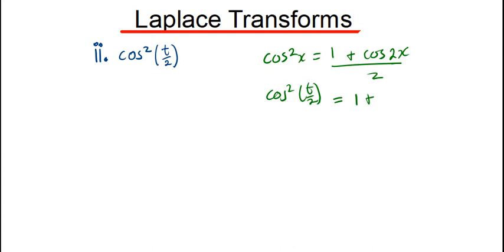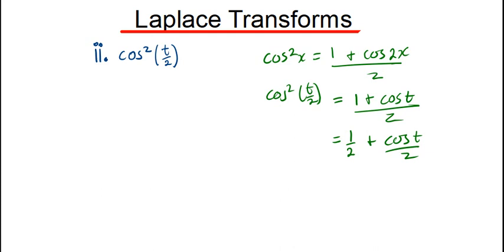So that's going to be equal to 1 plus cos of, because if you had x, you multiply it by 2, you get 2x. So it's just more like the angle, which is t over 2, multiplied by 2, the 2 cancels out, you get a t here, then divide by 2. That's what we have. And I can write this as 1 over 2 plus cos t over 2.